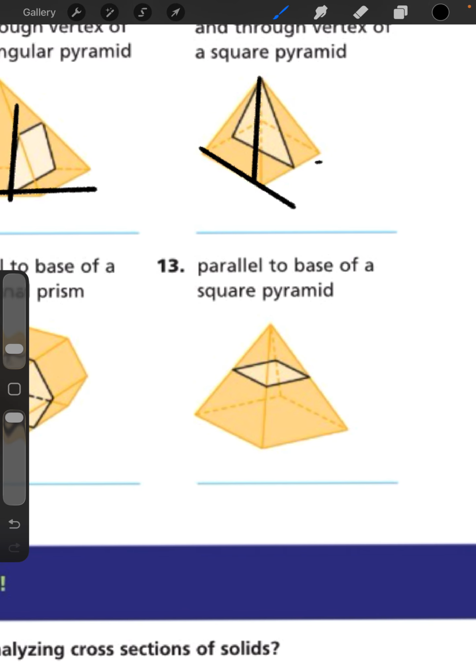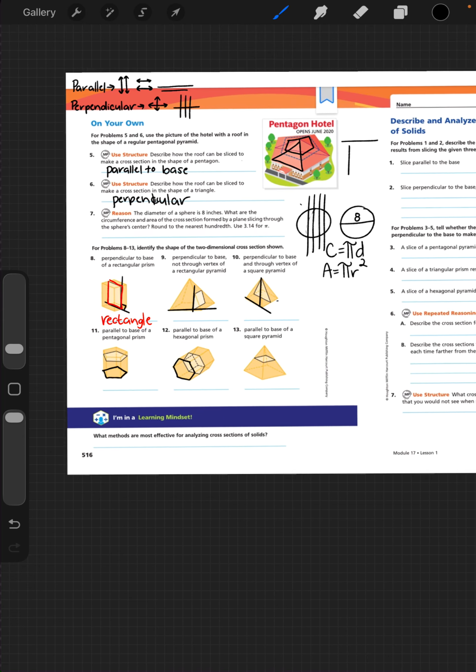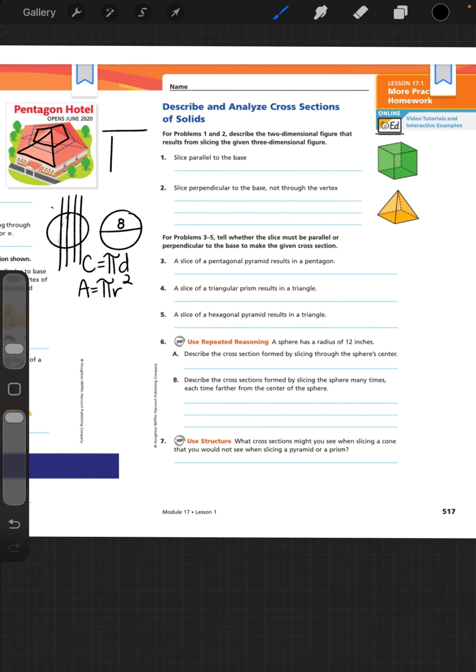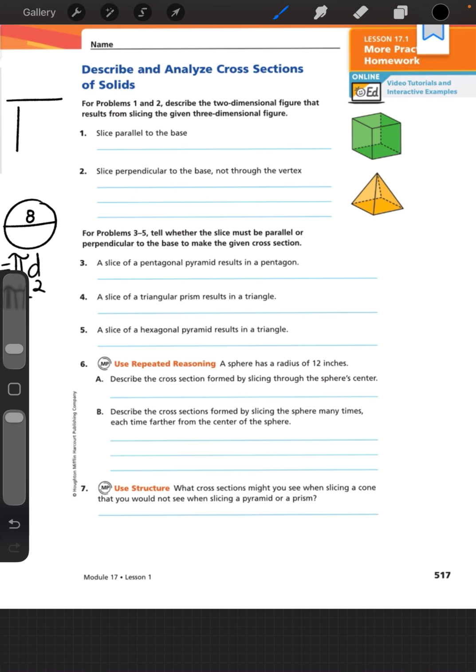Then finally, we have this one. Go ahead and try this one out. Once you're done with this page, you guys are going to go through and try your best on this one. So, if you slice parallel to the base of this cube, what are you going to get? Think about it, because cubes are like special cases. And then this one as well. If we slice not through the vertex, vertex means this part right here, if we slice perpendicular but we don't slice through there, what kind of shape are we going to get?